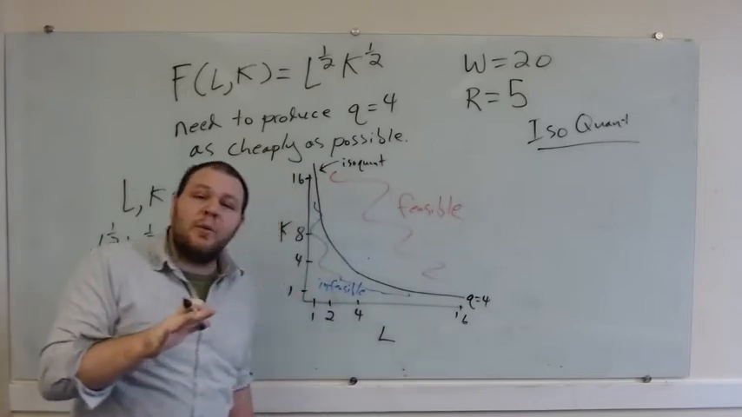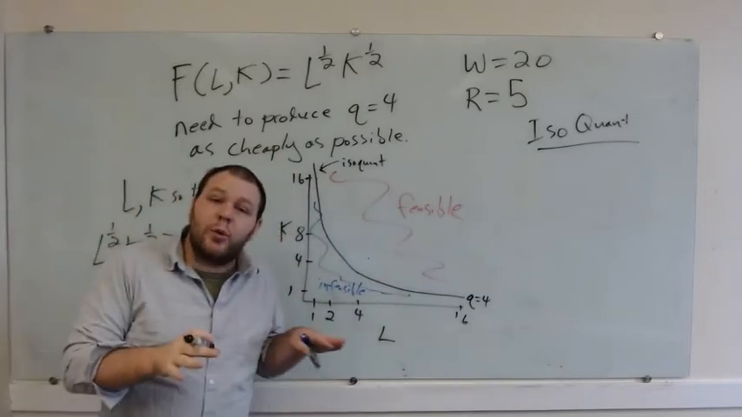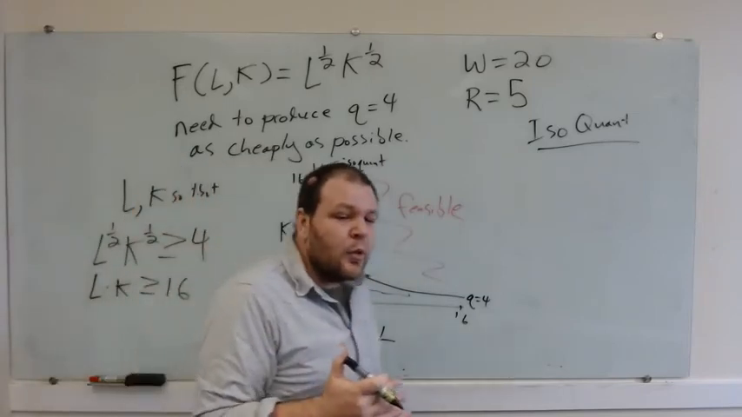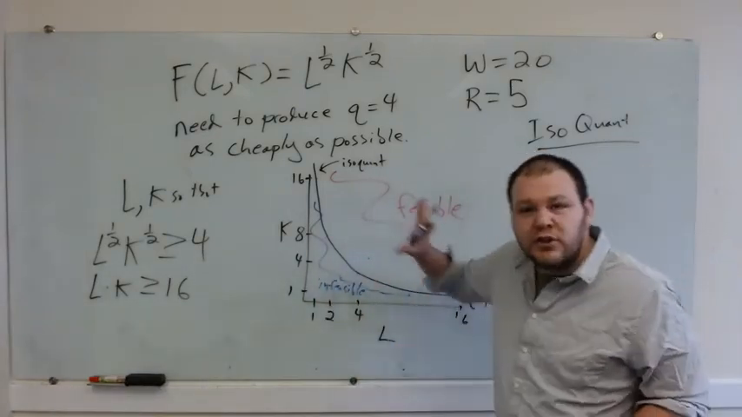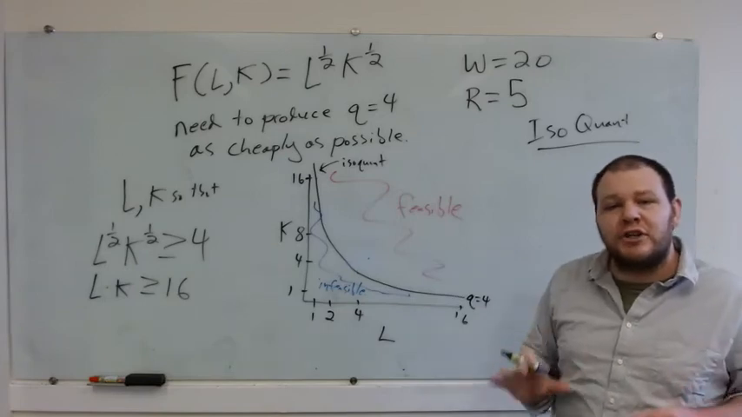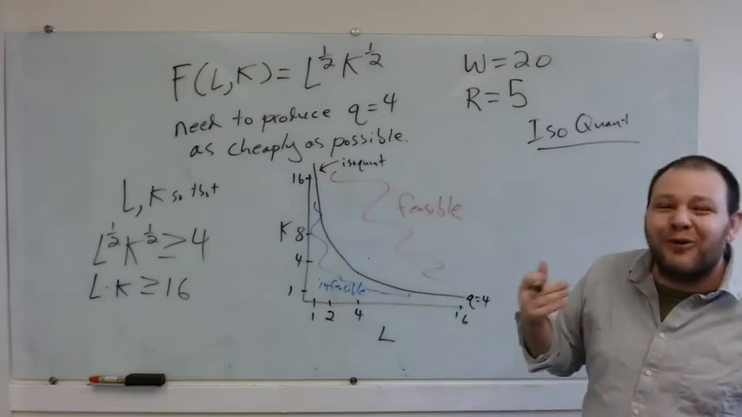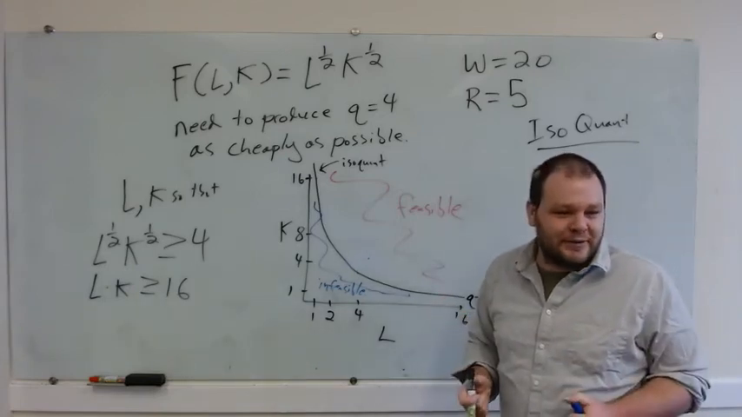Now, there's a couple things I want to point out about isoquants before we move forward. In particular, the ways in which they are and are not the same as indifference curves. Because, of course, this looks so much like an indifference curve, and so much of our intuition is going to follow forward from what we've learned about indifference curves.